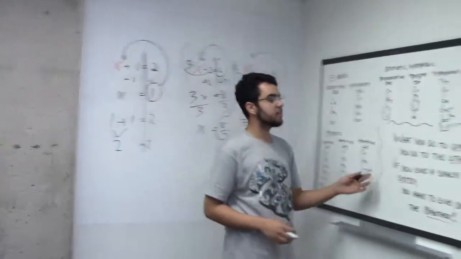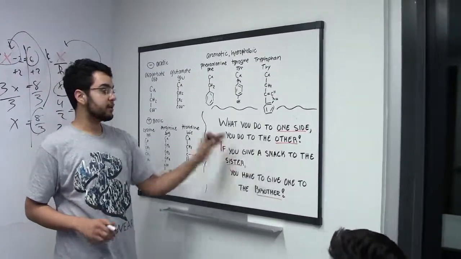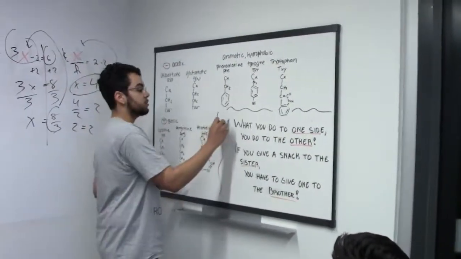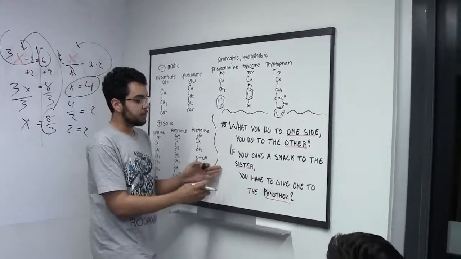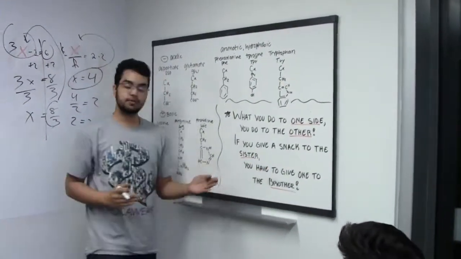One saying that we have over here on the board is: what you do to one side, you do to the other. Now that's very important. So you should always memorize that. And to help you memorize that, you can go on further to say, if you give a snack to the sister, you have to give one to the brother.